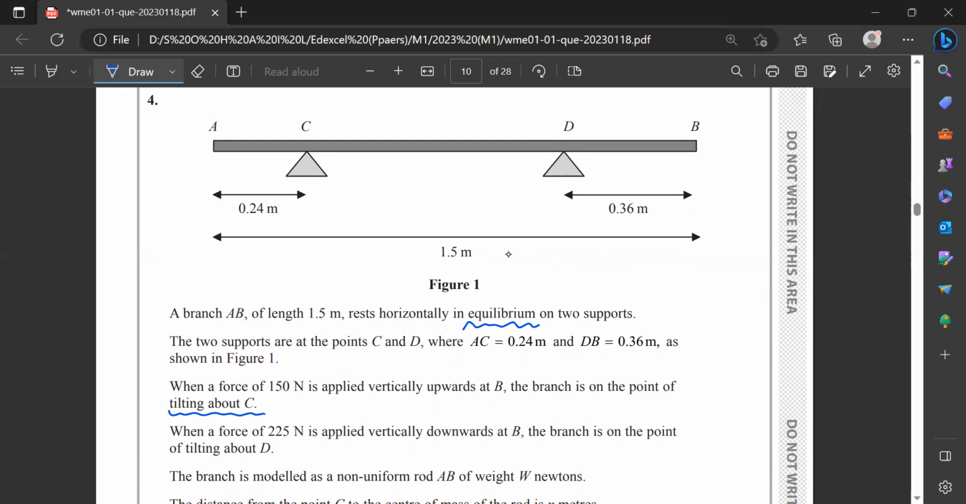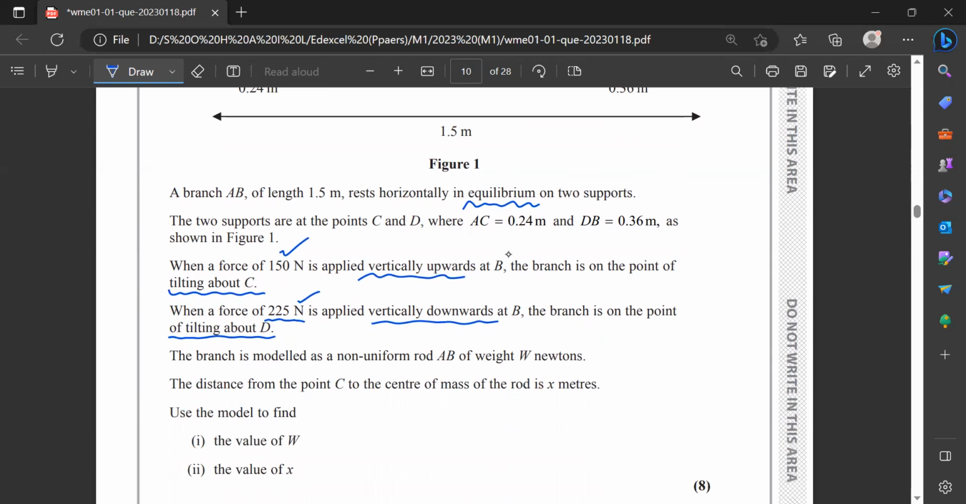If it is on the point of tilting about C, I'll explain what that means later. And when a force of 225 is applied vertically downwards, the branch is on the point of tilting about D. The branch is modeled as a non-uniform rod, which means the center of gravity is not at the midpoint. W newtons is the weight. The distance from the point C to the center of mass of the rod is x meters.